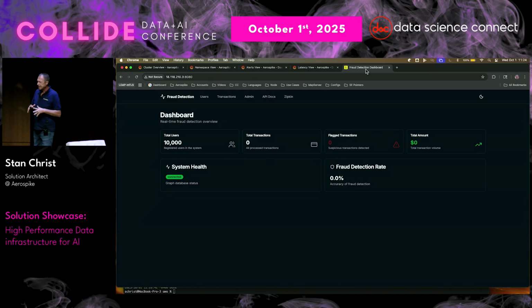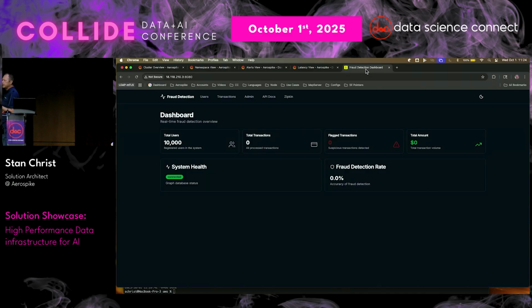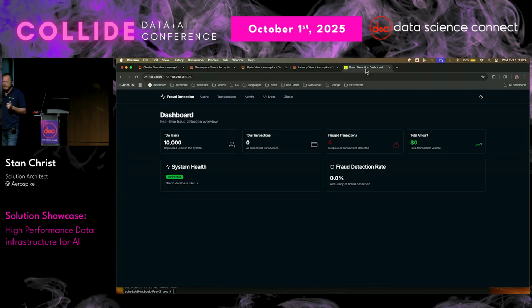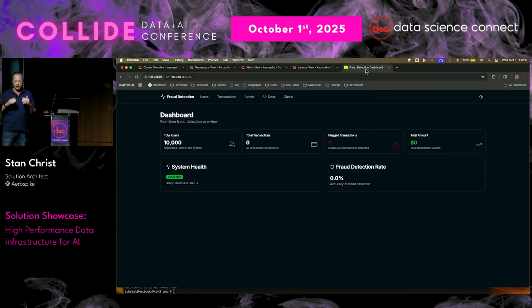But fraud is a big deal. For instance, PayPal uses Aerospike for their fraud detection. Before Aerospike came in, roughly 98.5% of the transactions were fraud detected. They weren't fraudulent necessarily, but fraud detected.